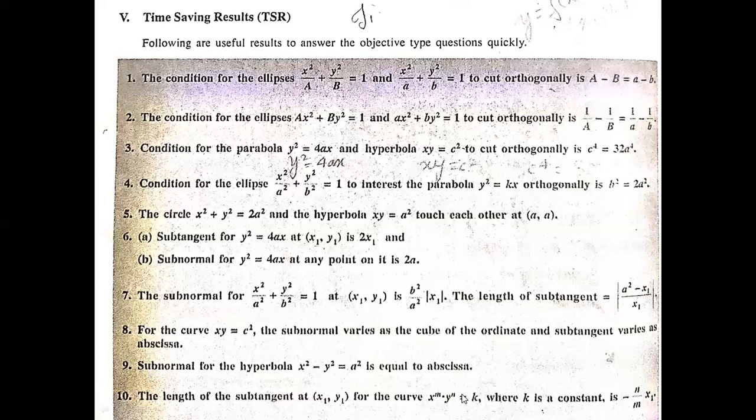10th point, the length of the subtangent at x1 comma y1 for the curve x to the power m into y to the power n is equal to k, where k is a constant, is minus n by m x1.